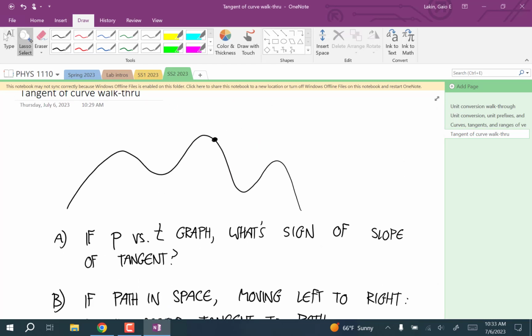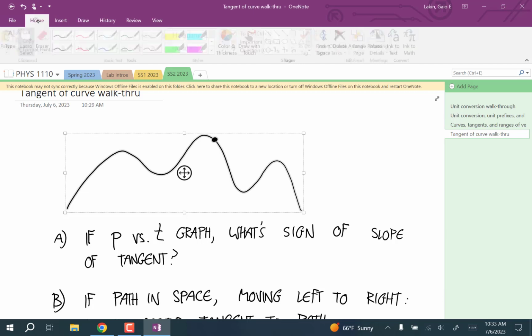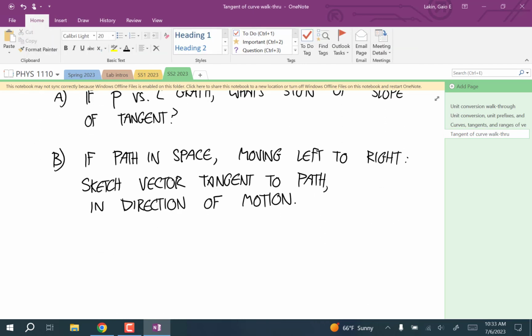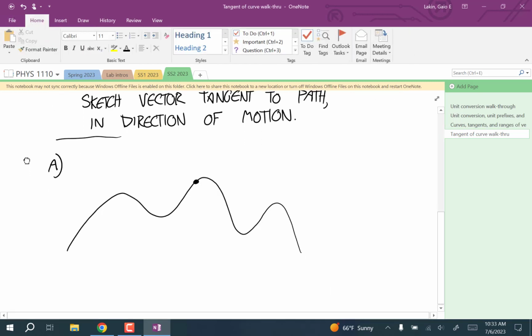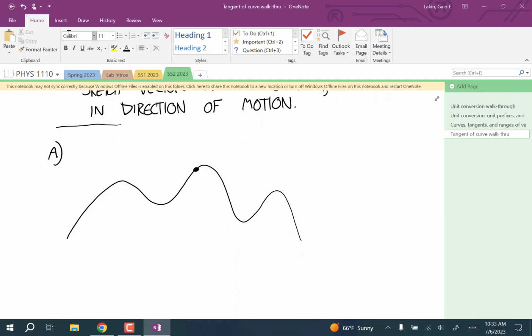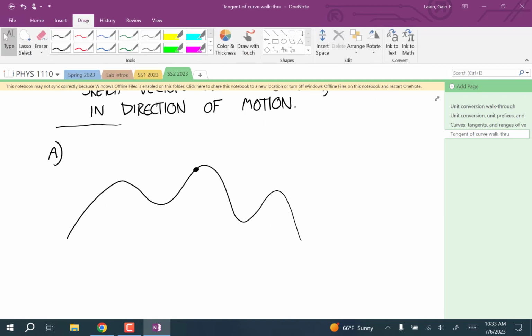Okay, for each of these, I'm going to start fresh with this shape, and I'm going to just copy it so I can reproduce it. Okay, so for part A, we're going to assume that this is a position versus time graph, and we're going to try to figure out whether the slope of the tangent line at this point is positive or 0 or negative.